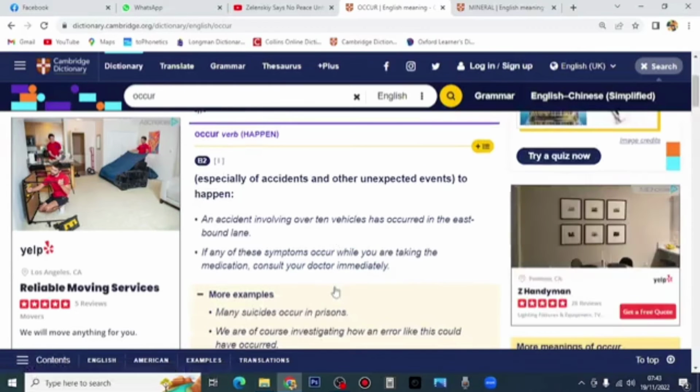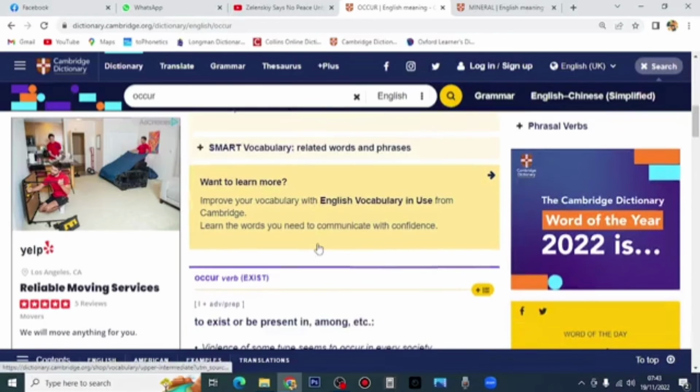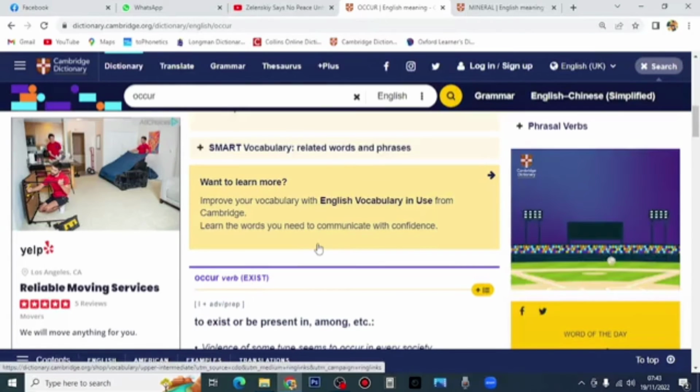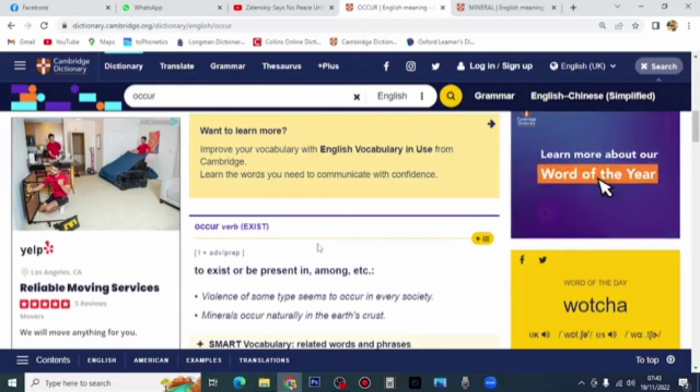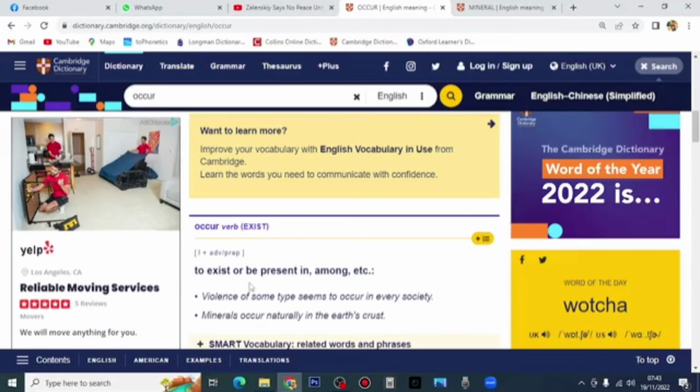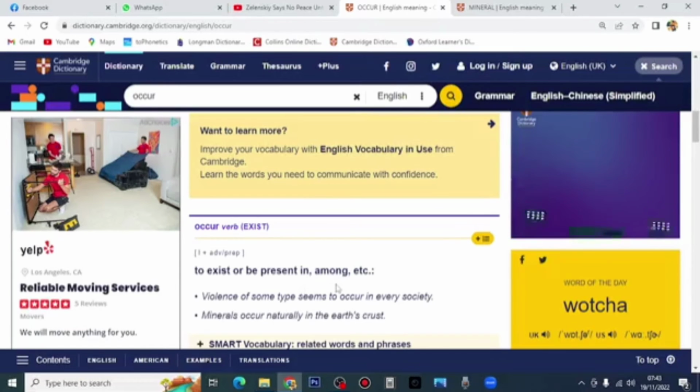Okay, well, let's try to read this in the context. Right? An accident involving over 10 vehicles has occurred in the eastbound lane. Okay, number 2, if any of these symptoms occur while you are taking the medication, consult your doctor immediately. Okay. The second meaning of occur, it is a bit similar, is exist, ada, ya, hadir atau ada, to exist or be present in, among, etc.